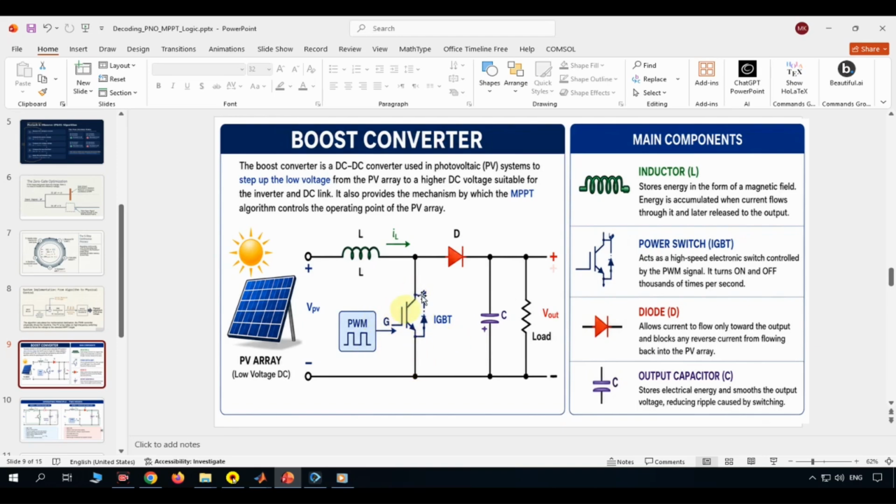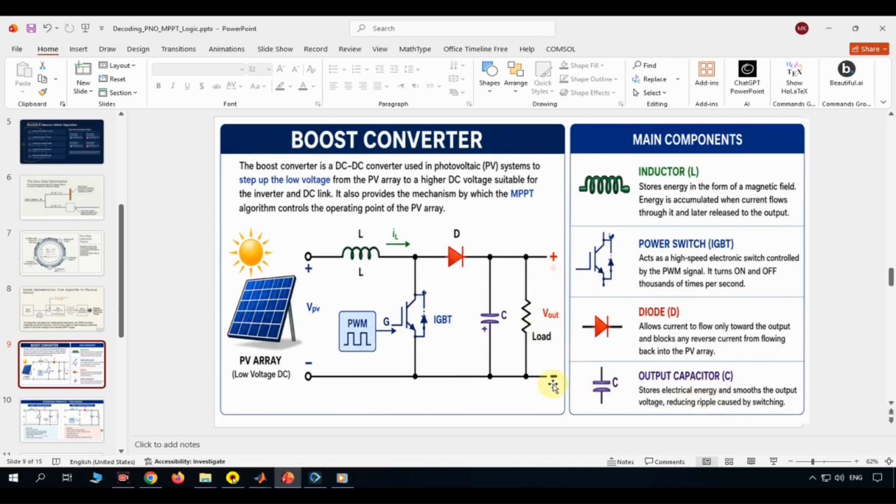The diode ensures that energy flows only toward the output. It blocks any reverse current from flowing back into the photovoltaic array. The output capacitor stores electrical energy and smooths the output voltage. Without this capacitor, the output voltage would contain significant ripple due to the switching operation.